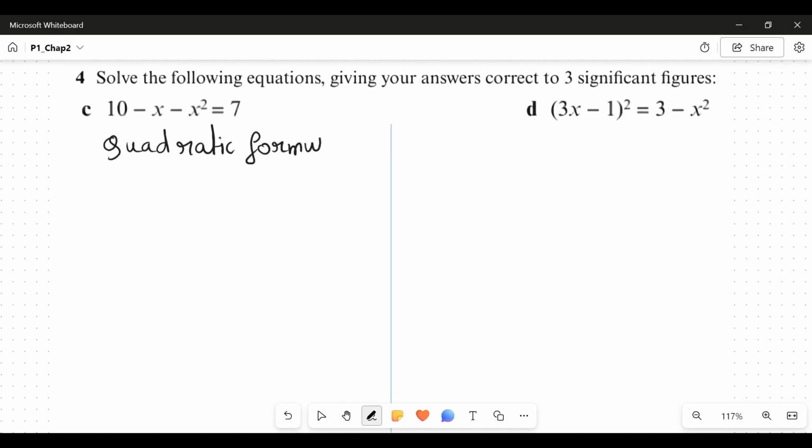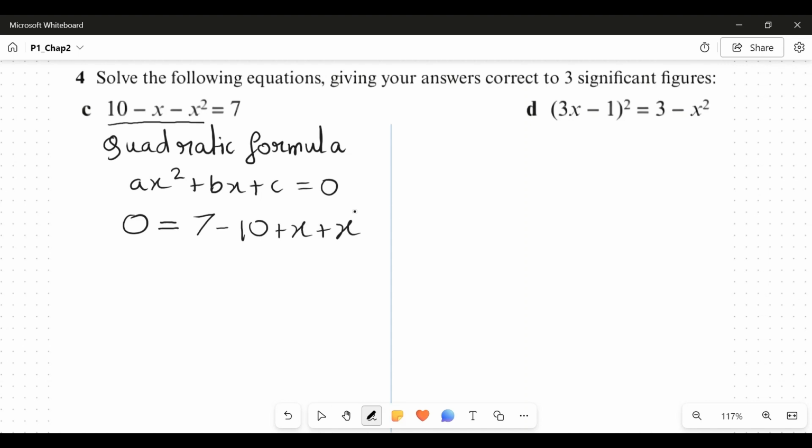But before we work with the quadratic formula, we must change this equation into the form of ax squared plus bx plus c equals 0. So let's take all of these to the other side of the equation. So we'll take this part to the right hand side of the equation. So there will be 0 on the left hand side, and here we'll have 7 minus 10 plus x squared. And the reason for bringing that on the right side is because we wanted to make this positive so that it gets a bit easier. So 7 minus 10 is minus 3. So we have minus 3 plus x squared.